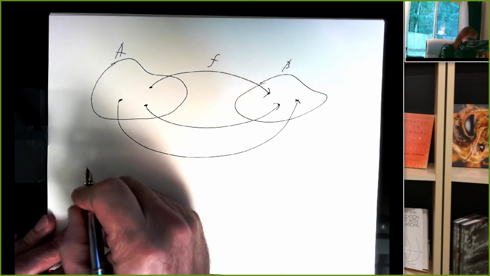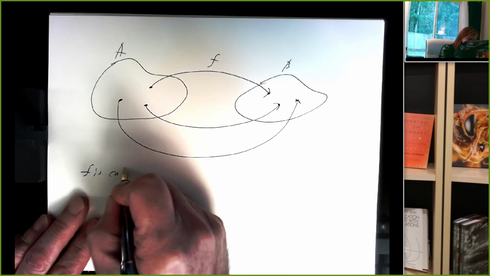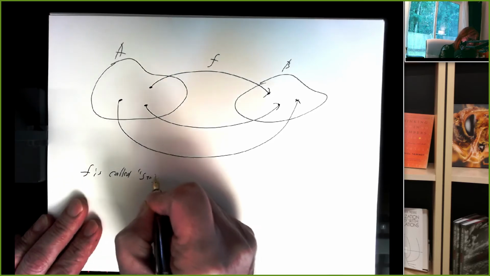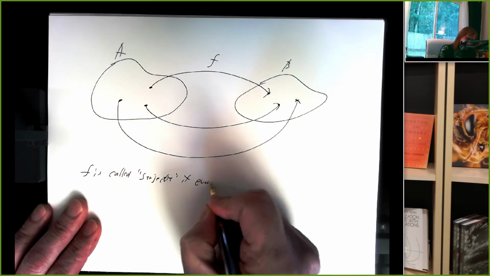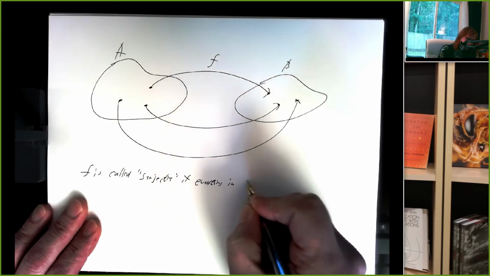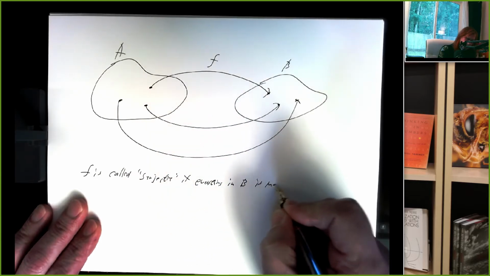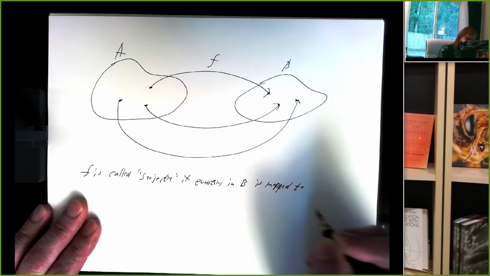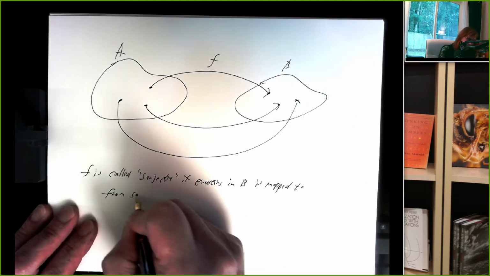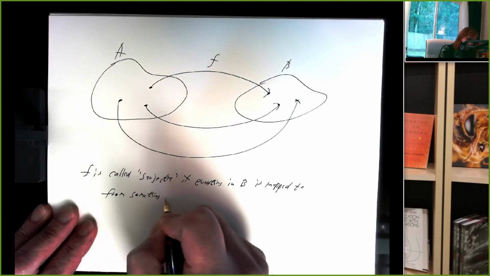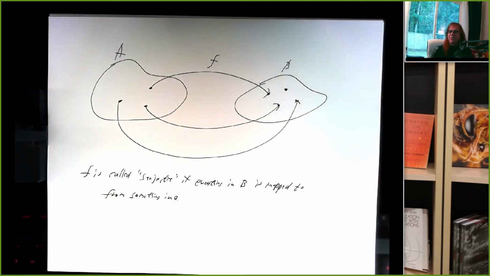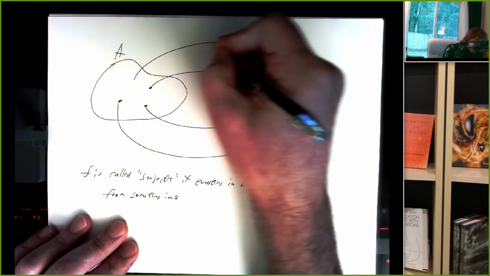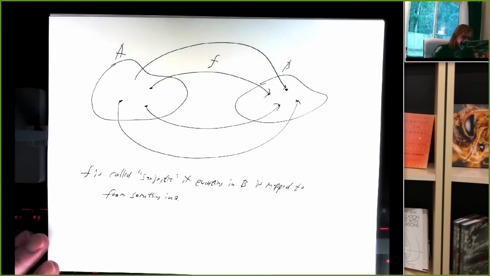So f is called surjective if everything in B is mapped to from something in A. In other words, if we have points over here in B without an arrow pointing to them, that function is not surjective. But if every point over here in B is mapped to from something in A, then we say the function is surjective.